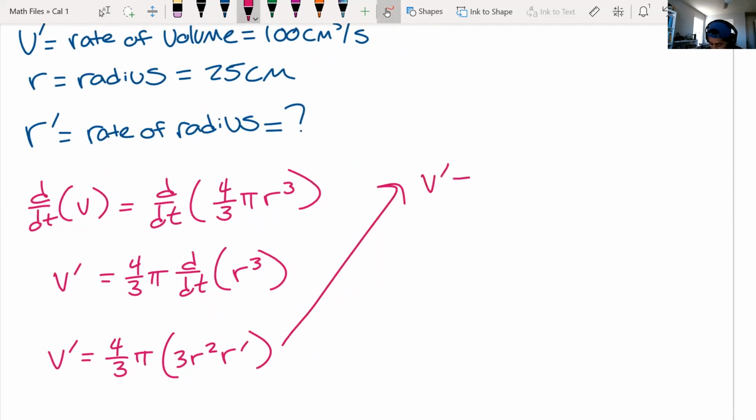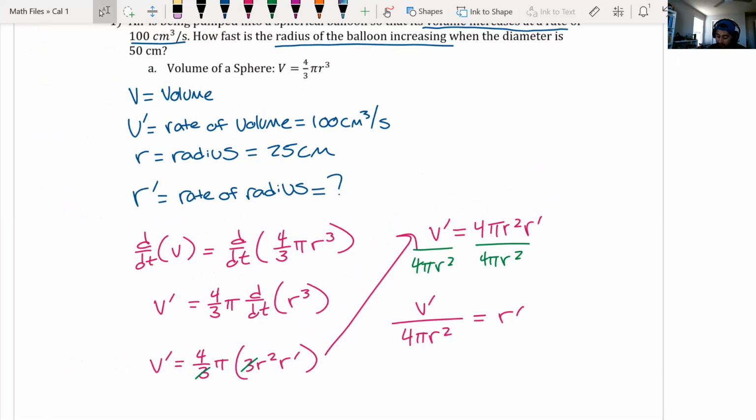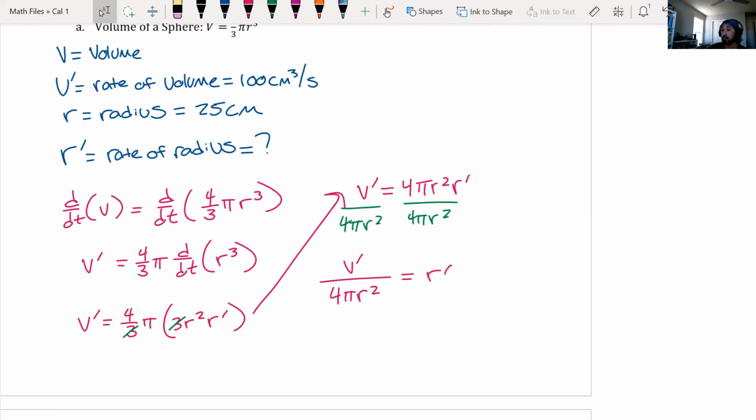So we get V prime equal to 4/3 pi times the 3r squared r prime. These threes will cancel, and I will be left with 4 pi r squared r prime. And now to solve for r prime, I just divide by 4 pi r squared. And we get V prime over 4 pi r squared is equal to r prime. Which means now we can plug in the variables that we know. From the above, we know that V prime is 100, and we know that r is 25. So let's go ahead and plug them in.